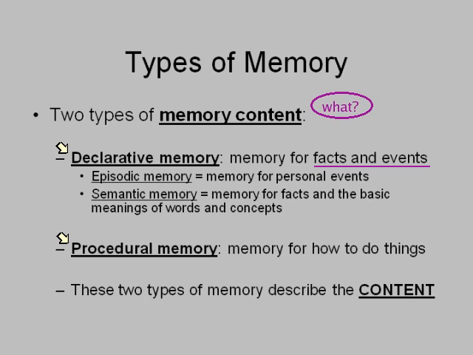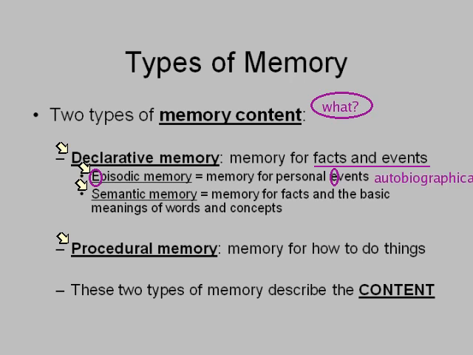You can subdivide declarative memory into episodic memory and semantic memory, right? Episodic memory is memory for personal events. So again, we've got two E's. Episodic memory for personal events. This is the autobiographical stuff, okay? So I'll type that in here.